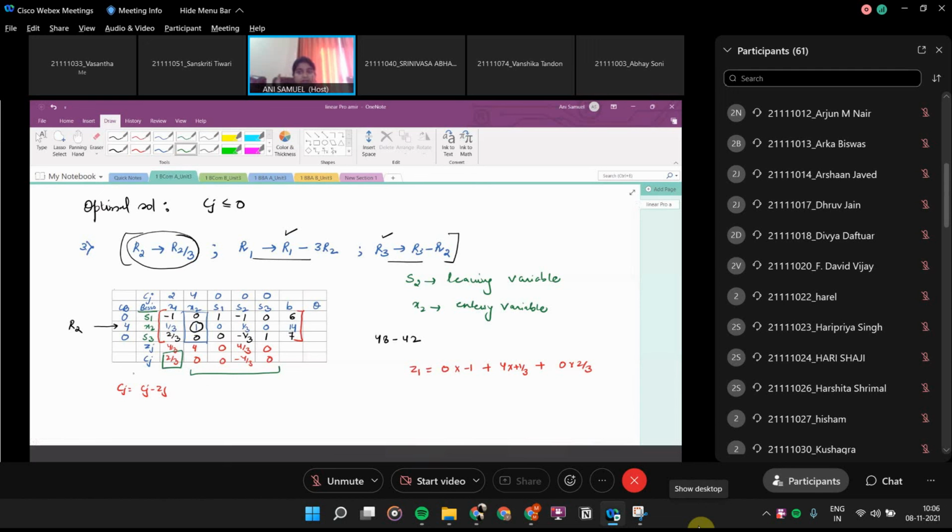Now, in order to get it, we have to find the key column and key row again. So work on it and tell me. Meanwhile, I'll take attendance. You people tell me what is my key column, key row, and the key element. Start working on it.